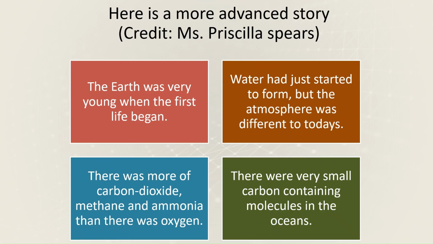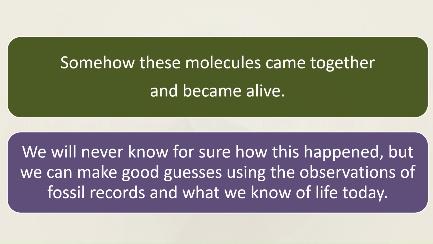Here is a more advanced story. The Earth was very young when the first life began. Water had just started to form, but the atmosphere was different to today's. There was more carbon dioxide, methane, and ammonia than there was oxygen. There were very small carbon-containing molecules in the oceans. Somehow, these molecules came together and became alive. We will never know for sure how this happened, but we can make good guesses using the observations of fossil records and what we know of life today.